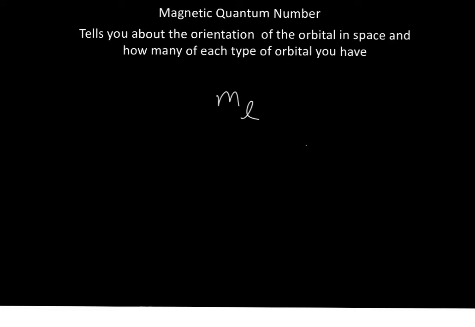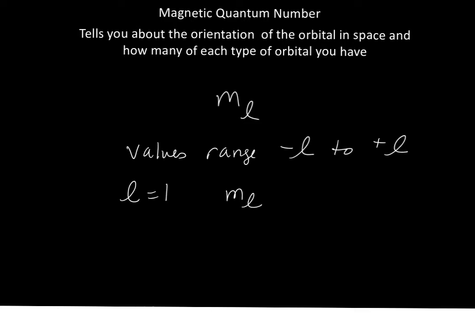And the values here, you have to know what your L value is. So the M sub L values range from negative L to positive L, and they're going to be integer values. So if L equals 1, M sub L values start at negative L, so that would start at negative 1, and then you just keep going up in integers. The next number after that would be 0, and then it goes to positive L, which would be plus 1. So you have to know your L values. M sub L values range from negative L to plus L.